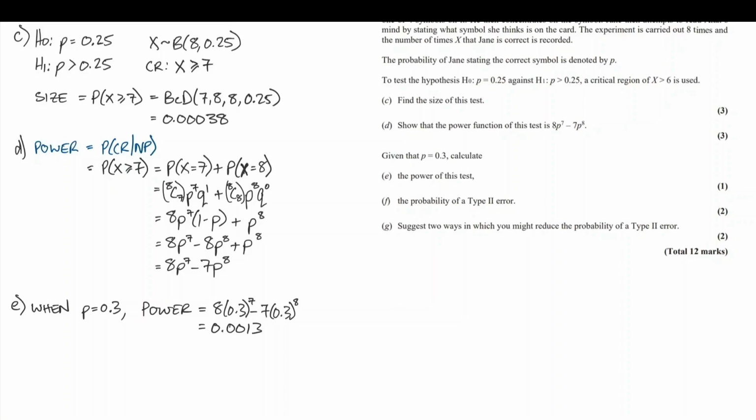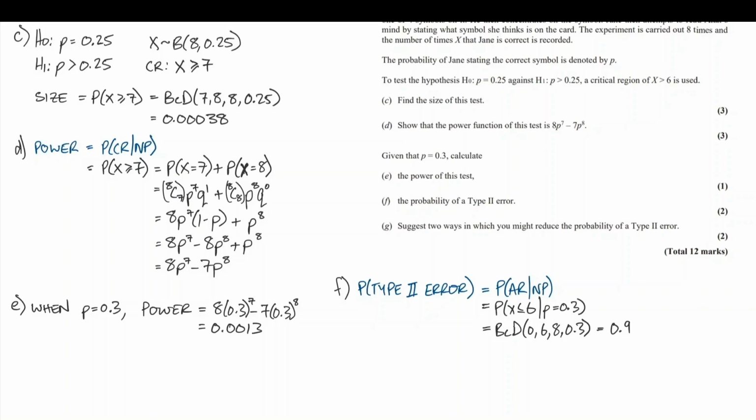In part F of the question, we're asked to calculate the probability of a type 2 error. The probability of a type 2 error, well, that's going to be the probability of the acceptance region using the new parameter. If the critical region was greater than or equal to 7, the acceptance region is less than or equal to 6. And now that we know that the parameter is p equals 0.3, we're doing this binomial calculation. The minimum is 0. The maximum we're interested in is 6. N is 8 and p is 0.3. And that gives us 0.9987.